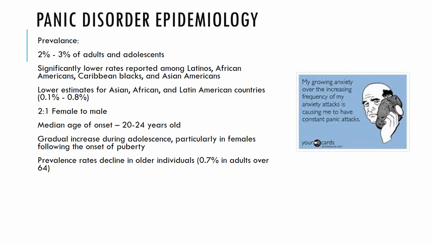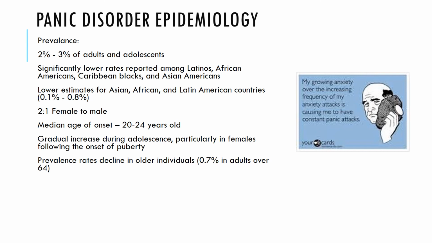There's a 2 to 1 female to male ratio. The median age of onset is 20 to 24 years old. That's when people typically experience their first panic attack. There's a gradual increase during adolescence, particularly in females following the onset of puberty. And I get that a lot in the adolescents that I see. Typically, a lot of them present with panic attacks after they get their periods.